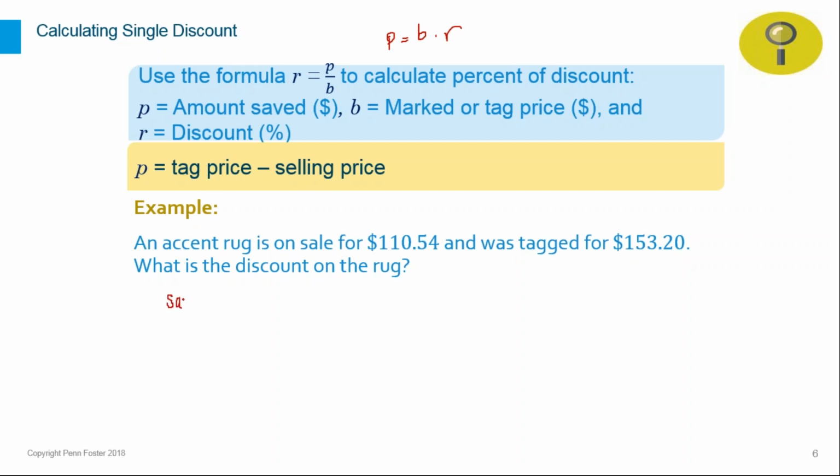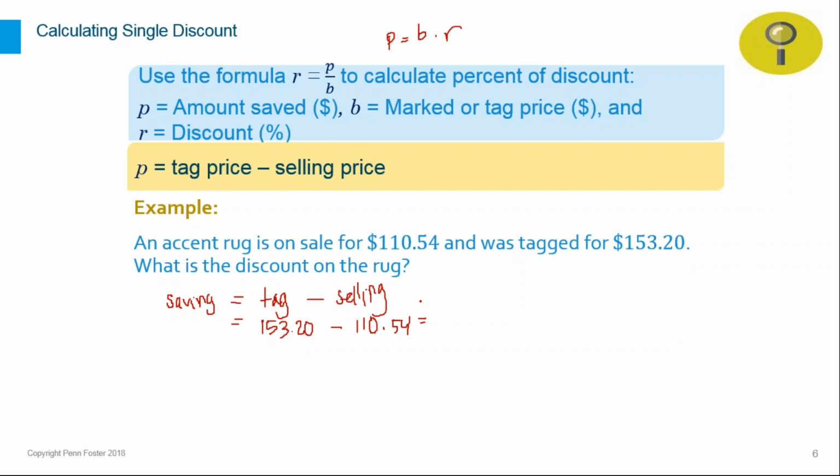So savings, which is the P, percentage, equals the tag price minus the selling price. So in that case, we have 153.20 minus 110.54 equals.